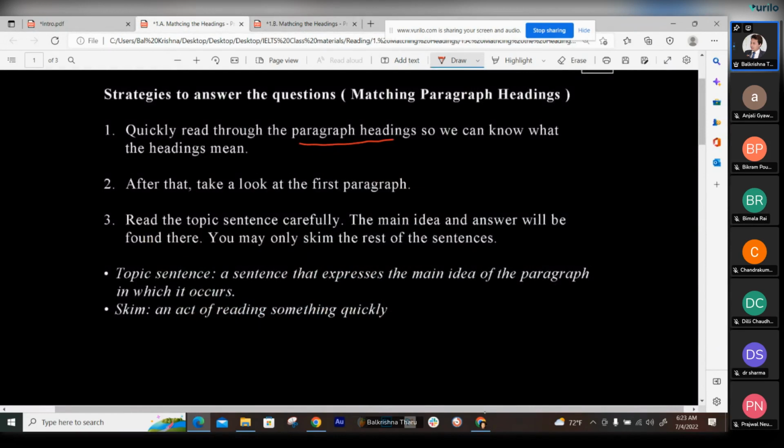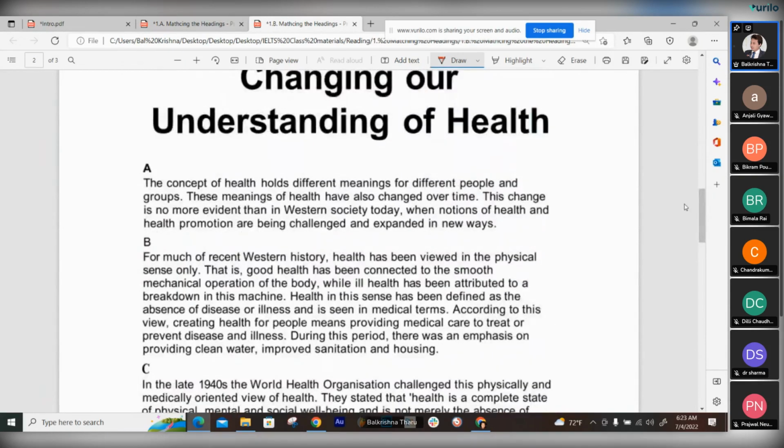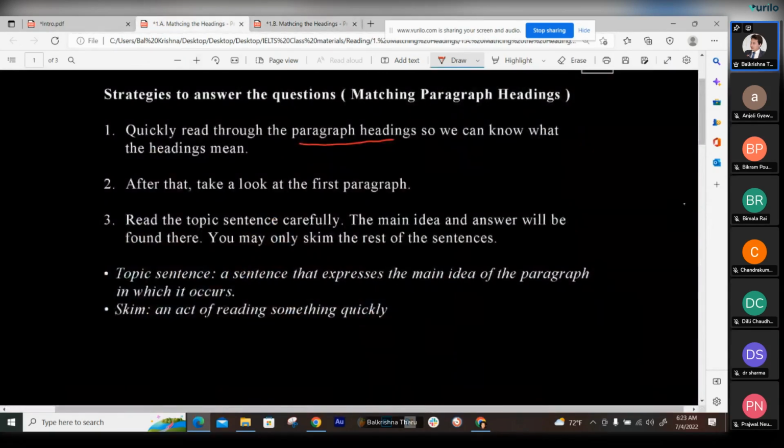Number 2, after that, take a look at the first paragraph. Okay, first paragraph. So this is your first paragraph. Read the topic sentence carefully. The main idea and answer will be found there. You may only skim the rest of the sentences. Okay, so topic sentence, what does it mean? Topic sentence means a sentence that expresses the main idea of the paragraph in which it occurs.